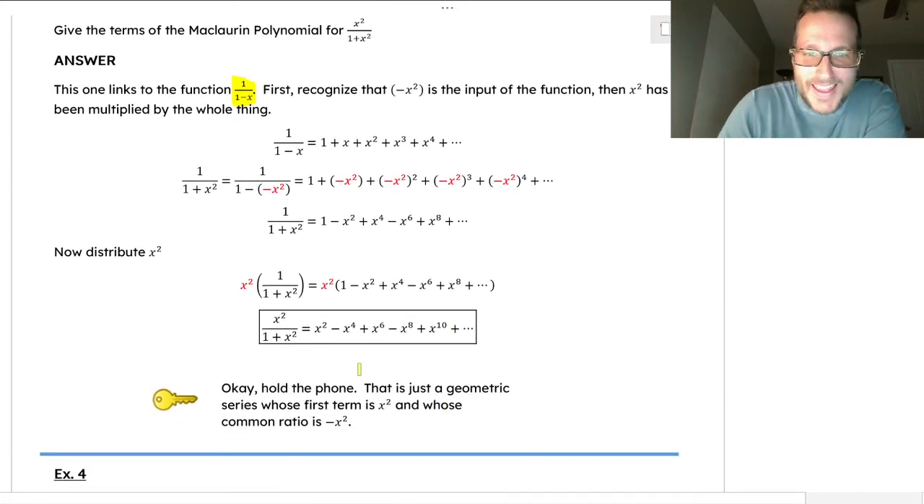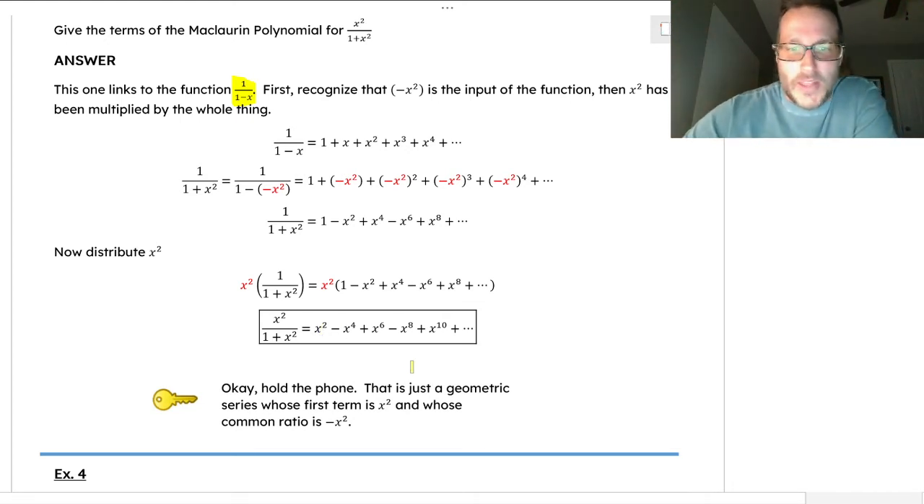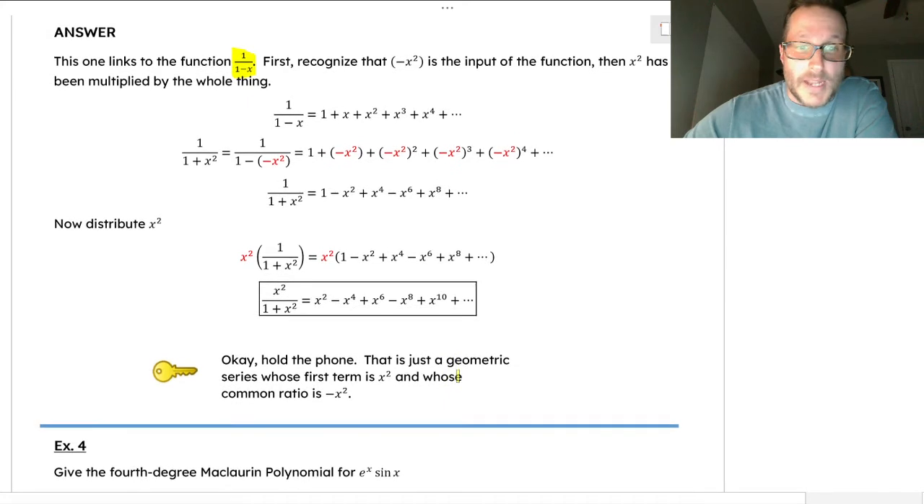Yeah, and again, that's just a geometric series whose first term is x squared and whose common ratio is negative x squared. And you can see how that works. x squared, then negative x to the fourth, and positive x to the sixth. And you can think about it that way too. You don't have to do the composition and distribution if you think about it as a geometric series.